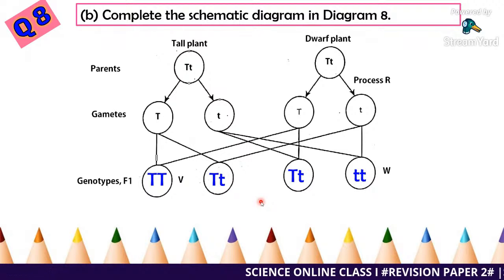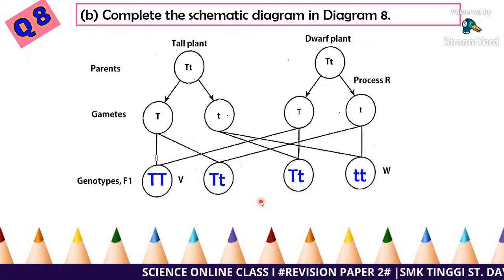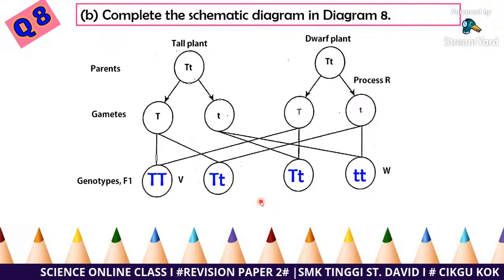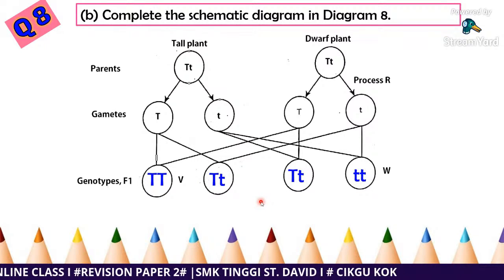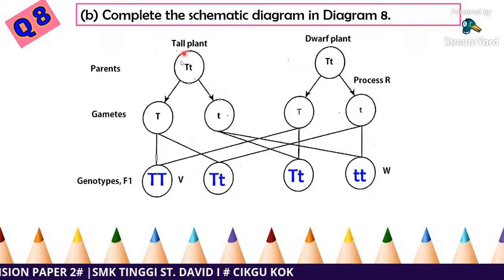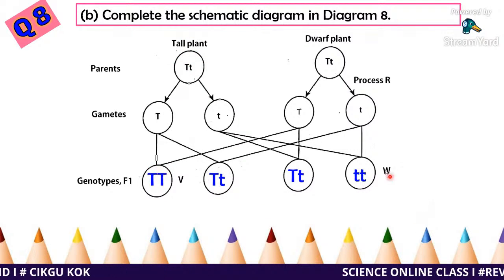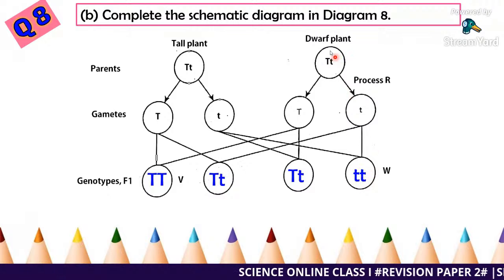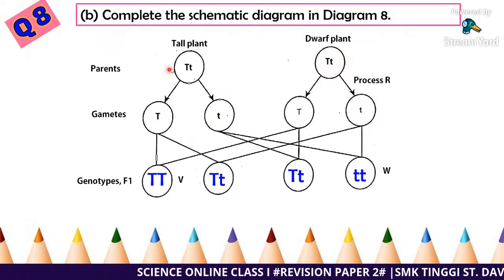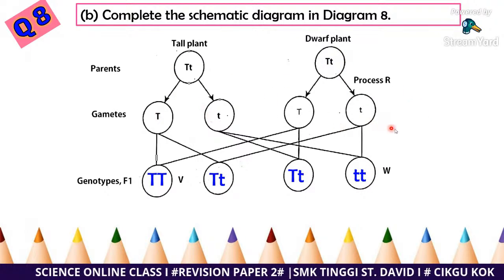100%. 100% also drop. Are you sure, Elaine? Okay, we draw this part. That means now this one tall plant will become TT. Then this one will become small t. Then you continue to do the situation like this.